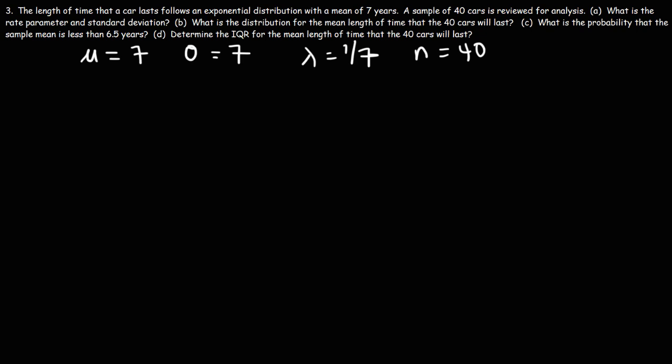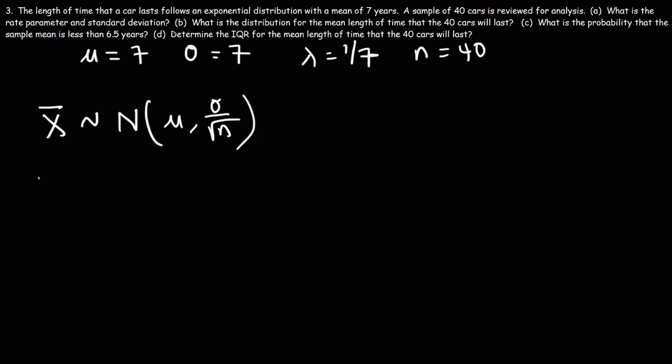What is the distribution for the mean length of time that the 40 cars will last? So now we're dealing with a sample distribution, or rather a sampling distribution of the sample means. But how can we write this? So the random variable is going to be x bar instead of x. Since we're dealing with a sampling distribution and n is sufficiently large, it's going to take the shape of a normal distribution. And it's going to have the mean mu and the standard error sigma over the square root of n.